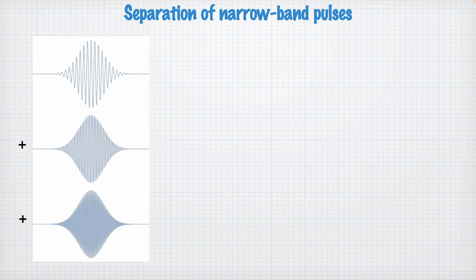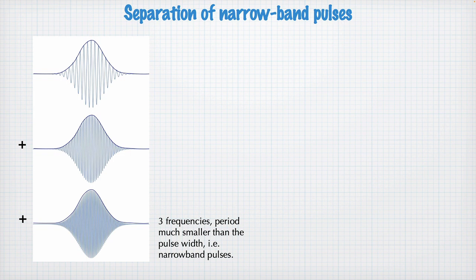Each of these pulses has the same envelope, and each of them are narrowband. And by narrowband, what I mean here is that the period of the carrier underneath is much, much smaller than the width of the wave, so that the length of the wave is much bigger than the oscillations underneath. There are many oscillations underneath the envelope, in other words. So these are what we call narrowband pulses.